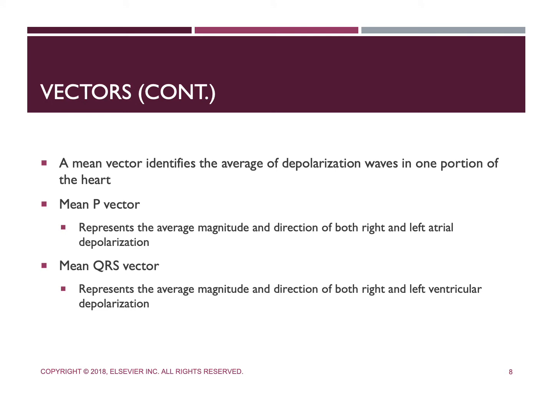A mean vector is going to identify the average of depolarization waves in one portion of the heart. The mean P vector is going to represent the average magnitude and direction of both the right and left atrial depolarization. Whereas when we see a mean QRS vector, what this is going to represent is the average magnitude and direction of both right and left ventricular depolarization.